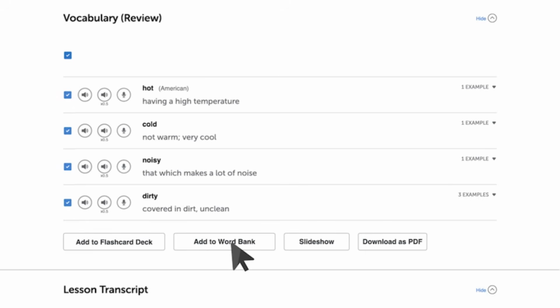Now, if you want to master the words, you can use the list with our spaced repetition flashcards or the word bank. Just click on Add All to Flashcards or Add All to Word Bank. With the flashcards, you can drill the words until you know them for good. And the word bank is where you save words that you want to review later, in case you want to revisit some words or phrases.